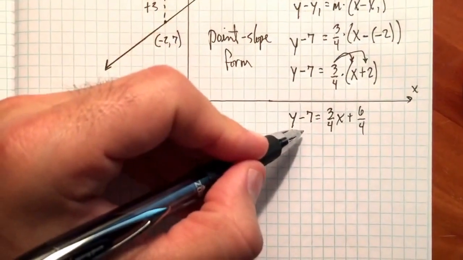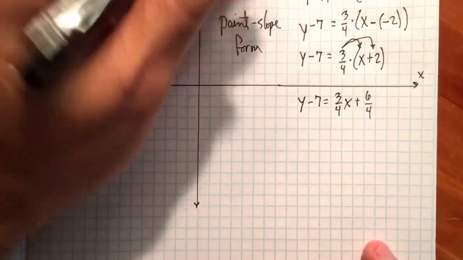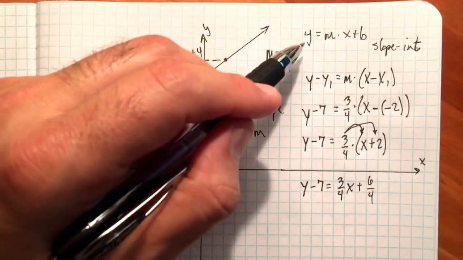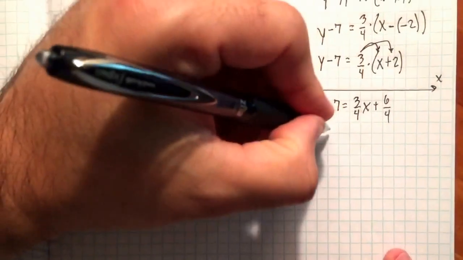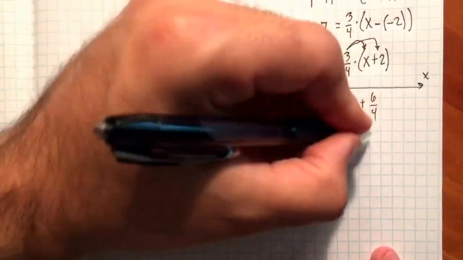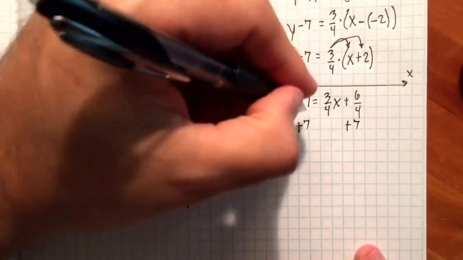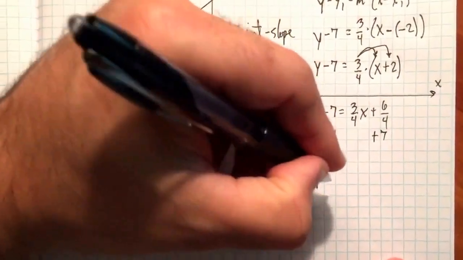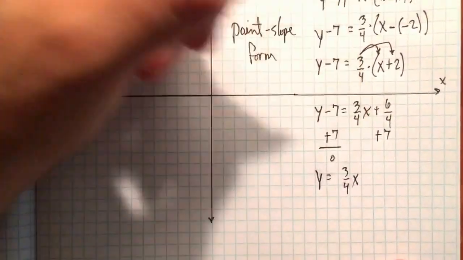Now I've got a -7 here that I need to get rid of because in order to get slope-intercept form, I need y all by itself. So I need to add 7 to both sides. That equals 0. Y equals 3/4 x.